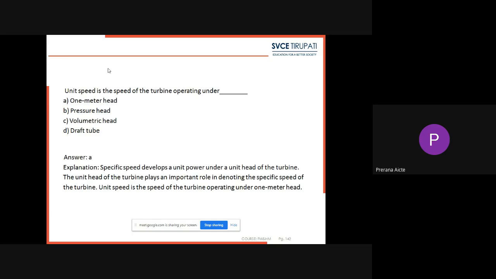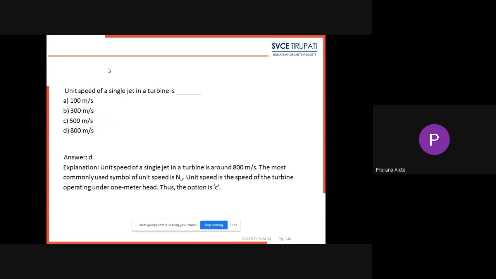Next one, unit speed is the speed of the turbine operating under 1 meter head. So by keeping the head as 1 meter, the unit speed can be calculated. Unit speed of a single jet in a turbine is around 800 meters per second. The most commonly used symbol of unit speed is N suffix U. Answer is D, that is 800 meters per second.